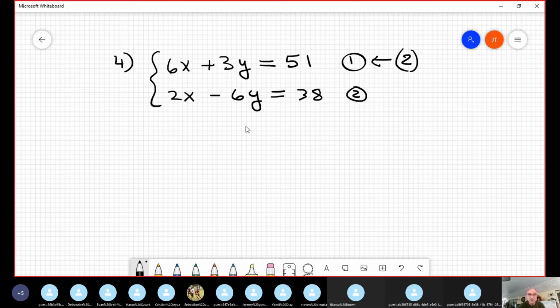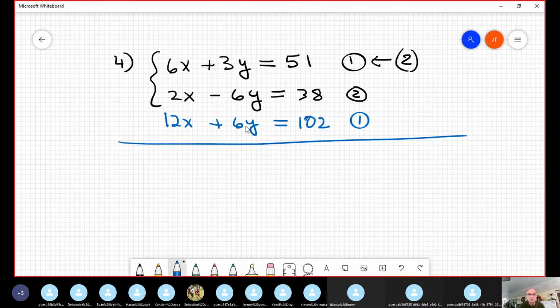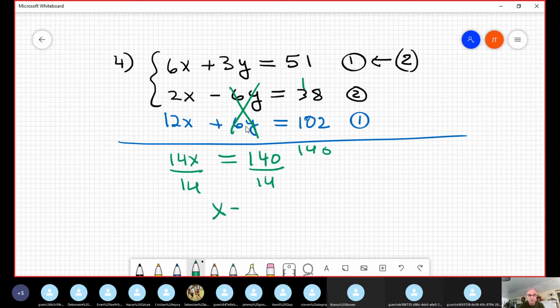Okay, super. Multiply the entire equation 1 by 2: we have 12x, because 2 times 6 is 12, 2 times 3 is 6y, 51 times 2 is 102. And this is my new equation. Ready? Combine: 14x. The y terms cancel. That was my intention. And this is 140. Divide by 14 both sides. x is 10.